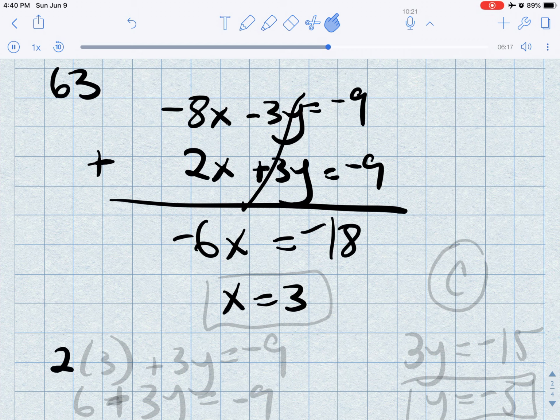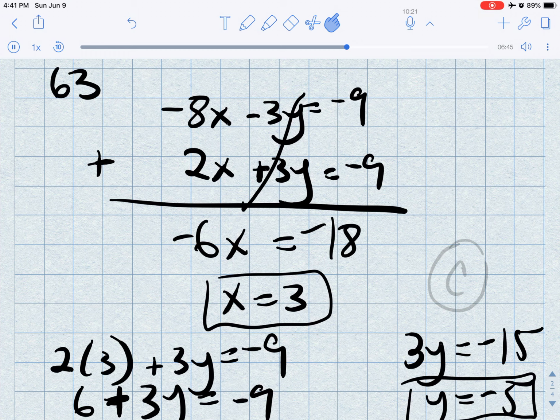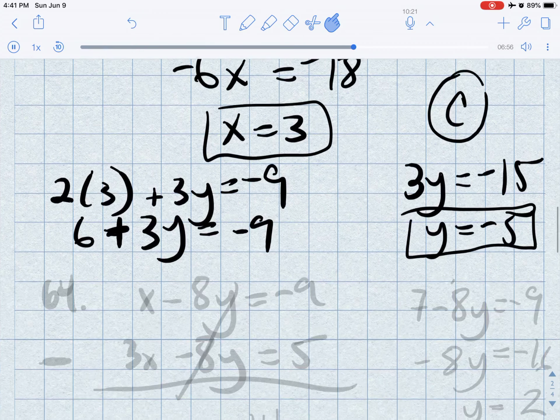Go back into the original now. We say 2 times 3 plus 3y equals negative 9. 6 plus 3y equals negative 9. 3y equals negative 15. y equals negative 5. So we're looking for an x value of 3 and a y value of negative 5, which is choice C. 63 is C.